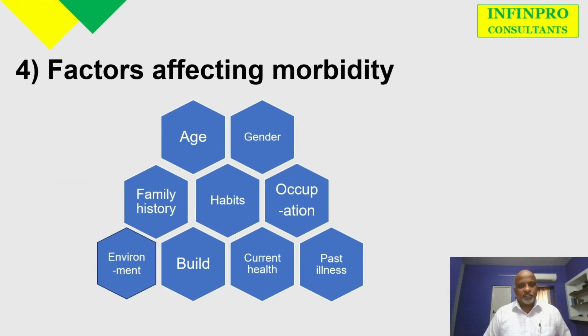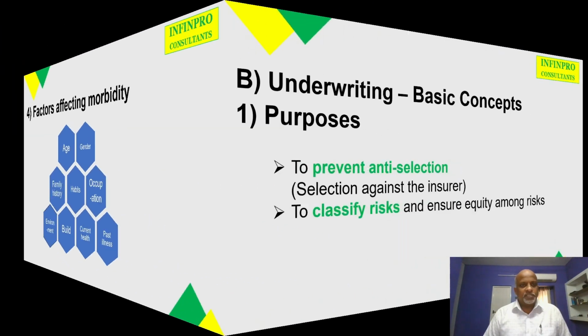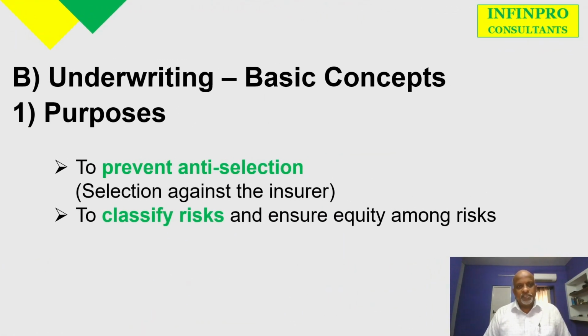Right. So a few factors which come under underwriting guidelines and are considered before issuing a policy are age, gender, family history, habits, occupation, environment, build of the person who is applying, current health condition, and the past illness, if any. Right. So in a basic understanding, the purpose of underwriting would be to prevent anti-selection and to classify risk and ensure equity among all the risk accepted by the company.